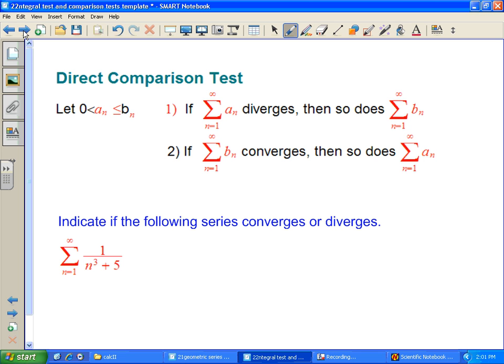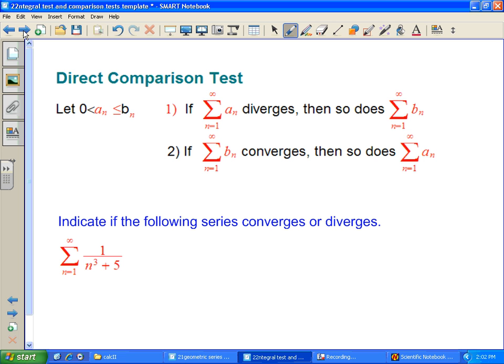And finally, let's take a quick look at the comparison test. Once again, this is in your handout. Let's see, it's near the bottom of the first page. Direct comparison and limit comparison. I'm going to show you that direct comparison is really not a very easy test to use, so it's almost not relevant. I'm going to show it to you just in case so you know what it is. But really, what we mostly use is the limit comparison test.